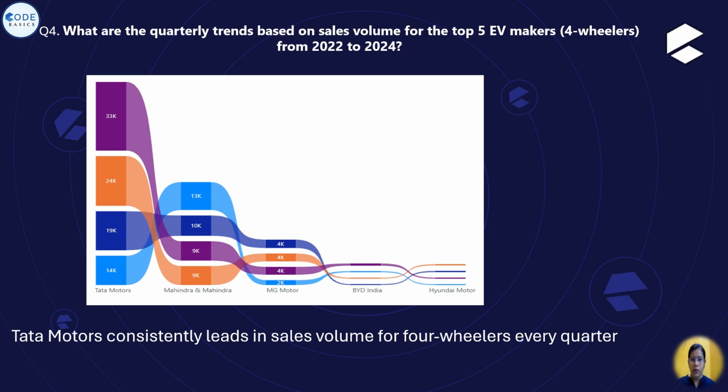What are the quarterly trends based on sales volume for the top 5 EV makers in four-wheelers from 2022 to 2024? Now from this ribbon chart, here we can see that Tata Motors consistently leads in sales volume for four-wheelers in every quarter.